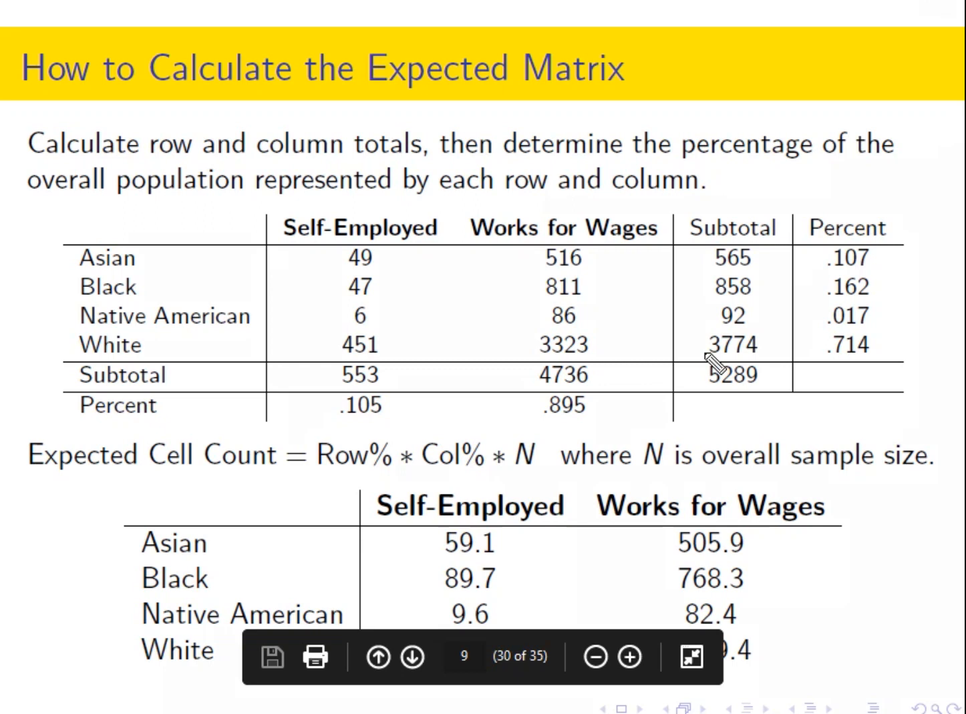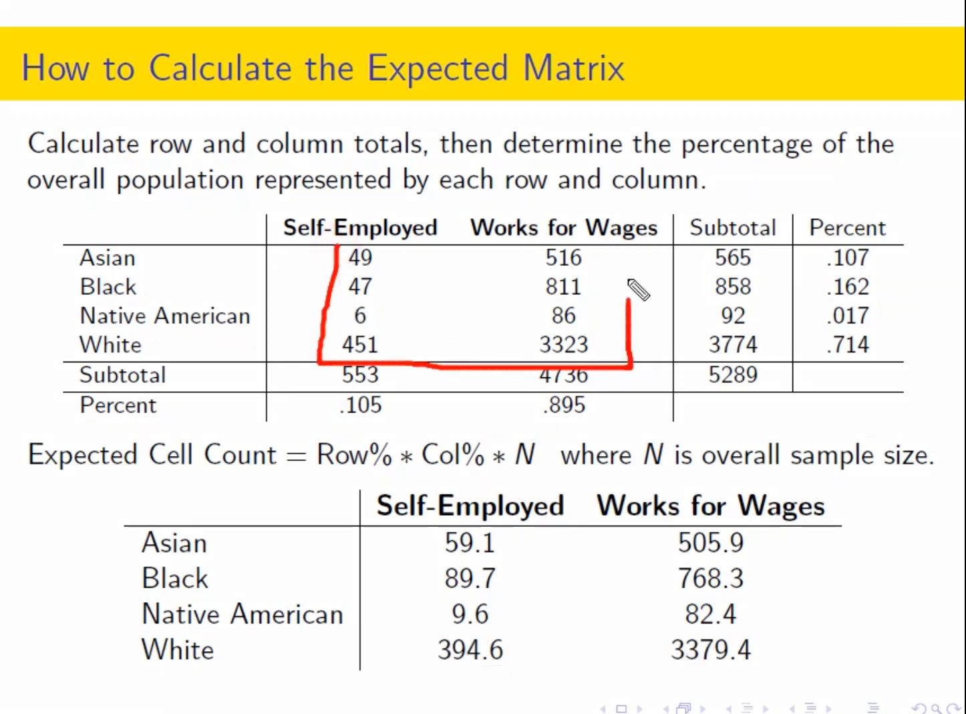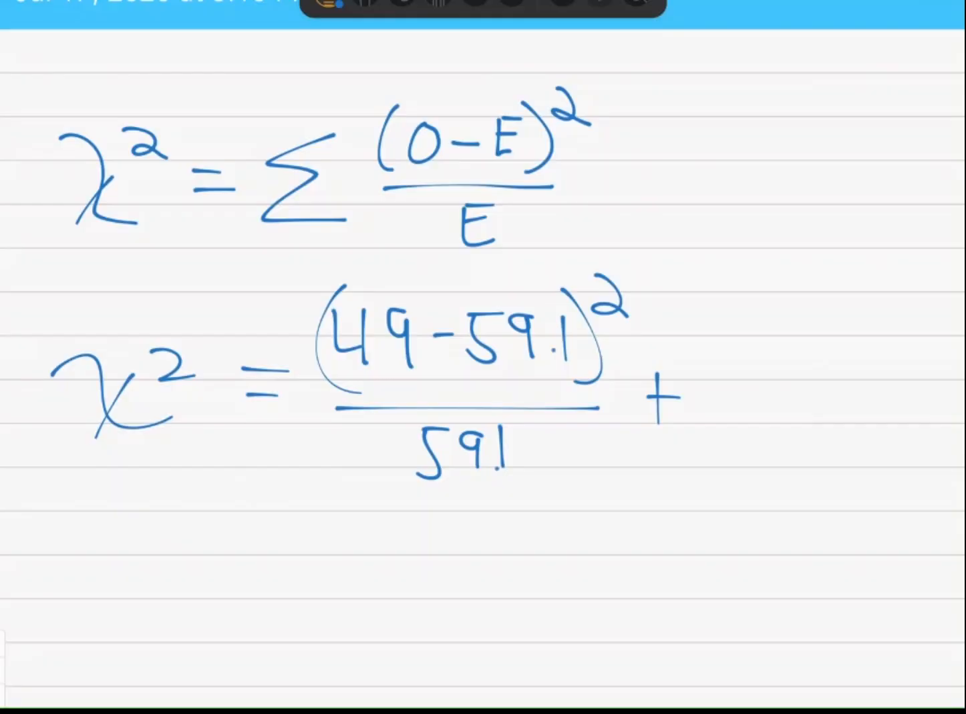And we have 8 terms, eight cells. It's a 4 by 2 matrix. So we're going to have 8 terms in this summation over here, so I'm just going to go dot, dot, dot. But that's how the chi-squared statistic is calculated.